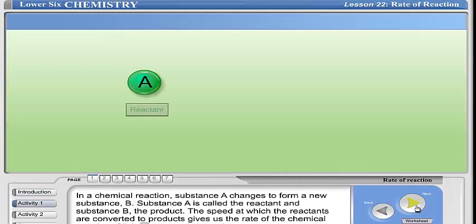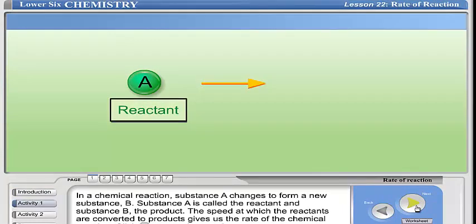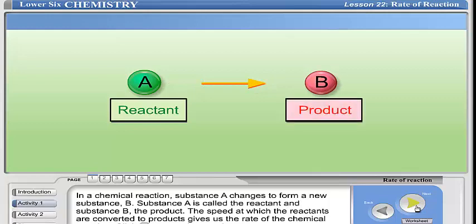In a chemical reaction, substance A changes to form a new substance B. Substance A is called the reactant and substance B the product. The speed at which the reactants are converted to products gives us the rate of the chemical reaction. Click Next to start the reaction.